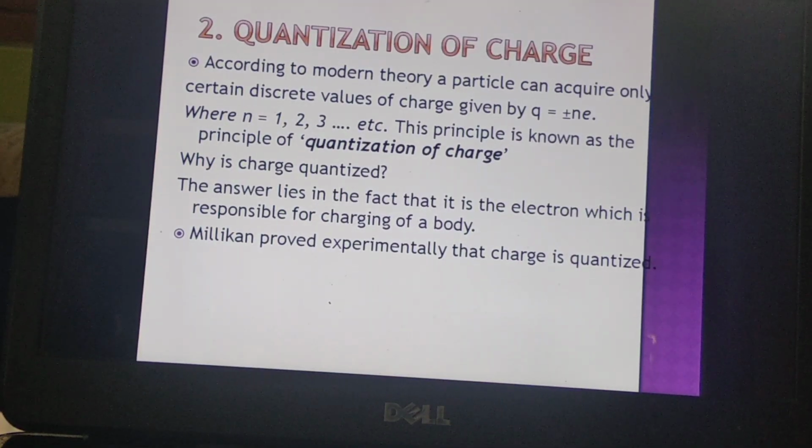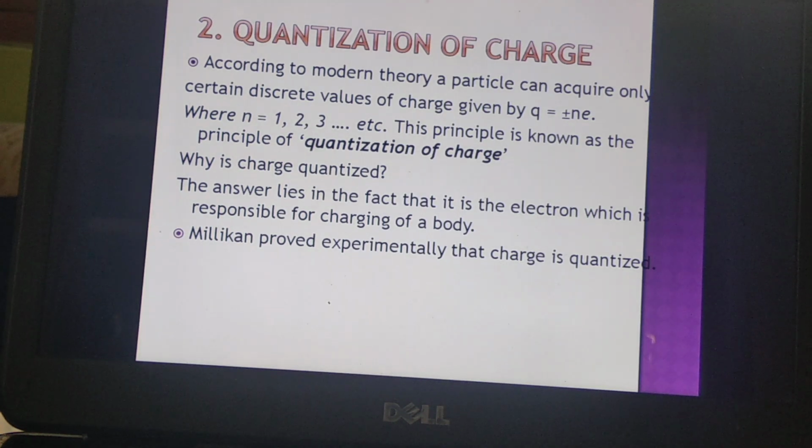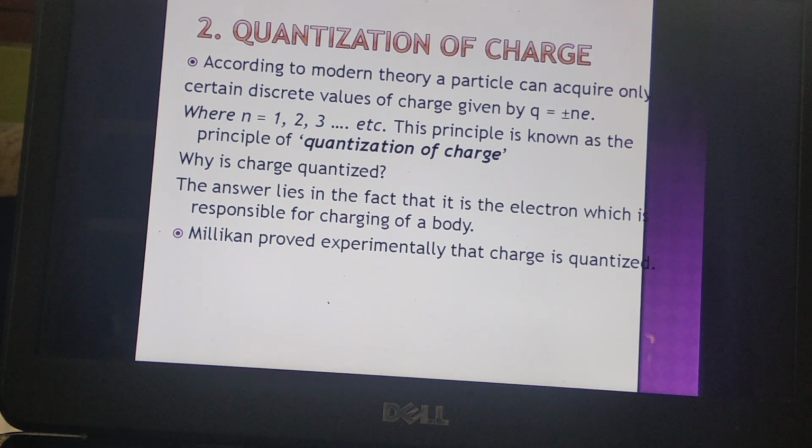The next important property of charge is that it is quantized in nature. The term quantized means that the charge cannot have all the possible values that we can think of, but a particle can acquire a definite discrete value of charge, which is an integral multiple of the charge of an electron.